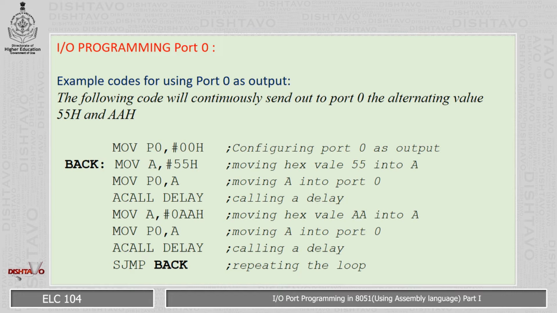And then from A, that is from the accumulator, we are going to put it into port 0. Don't get confused when I say A and AA. A means accumulator, AA is the data. Then again we call for a delay to hold that particular value for some time and then repeat this loop, so we get some blinking sequence.